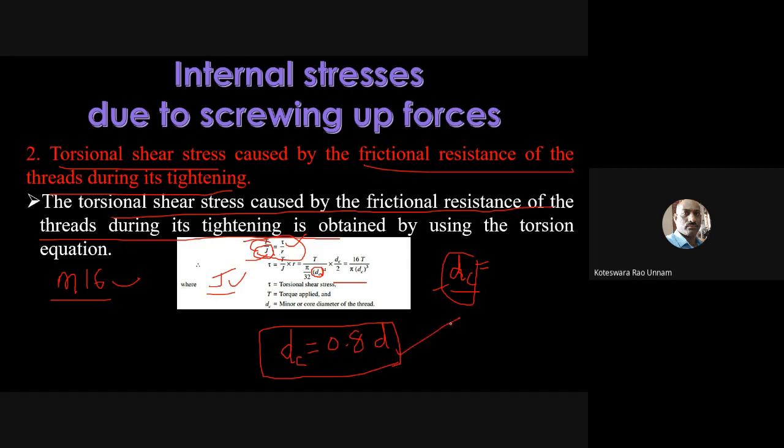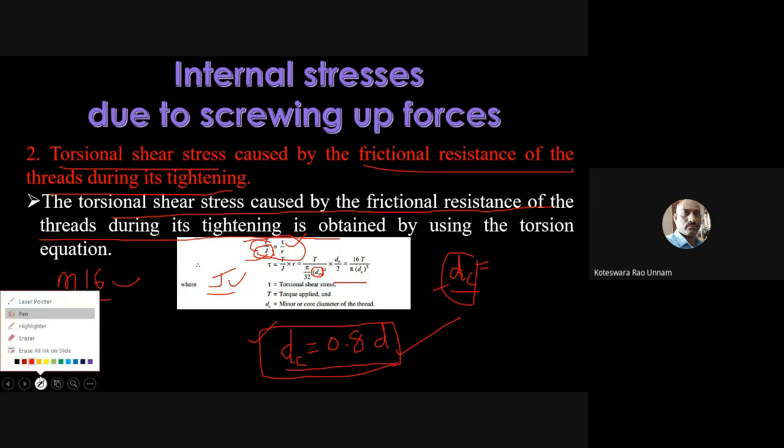DC is equal to 0.8 times D. So this is again an empirical relation, which we can also derive, but we are not looking at the derivation here. That is not required because elastic stress analysis is not in our syllabus. So we are not using that, but what you can do is just remember this relation. Whenever no standard data is available, in that case we need to use DC as 0.8 times D.